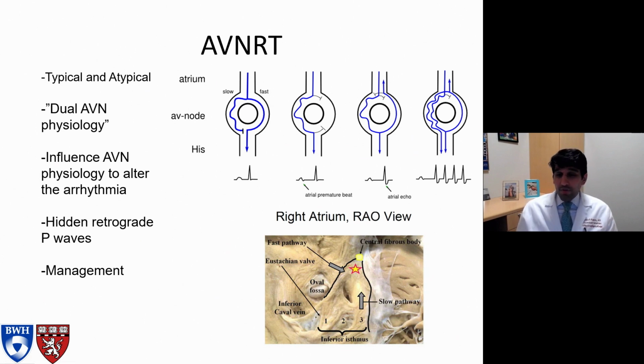Young, healthy patients don't often tolerate beta blockers or calcium channel blockers. In the electrophysiology lab, we can remove or burn away, cauterize, or freeze the slow pathway to leave you with one healthy, fast pathway. It is oftentimes a very highly sought after treatment for symptomatic patients with AVNRT.